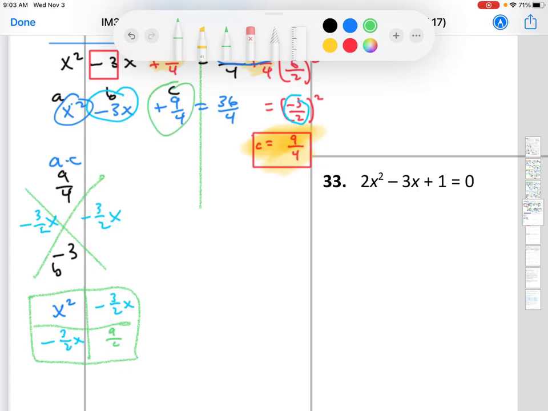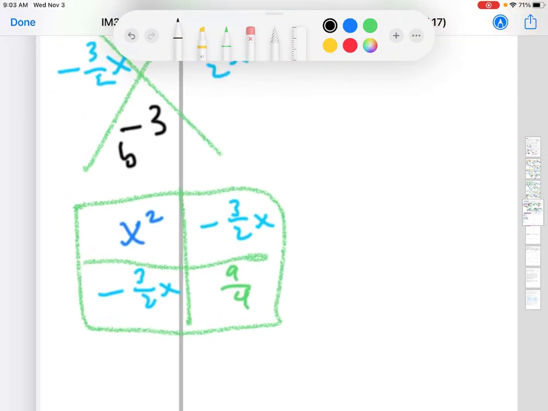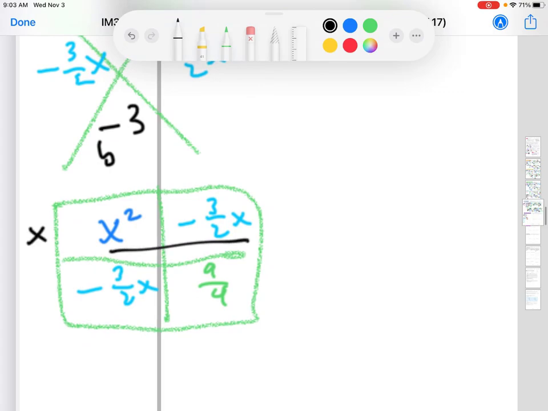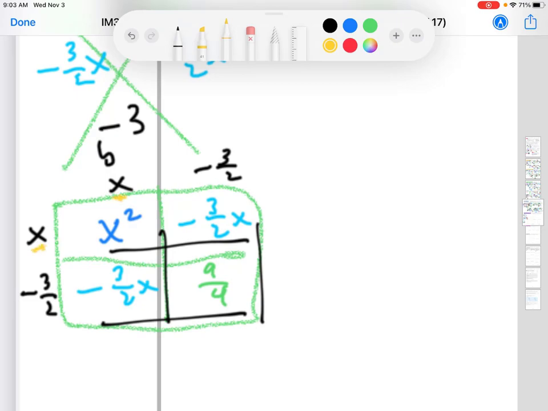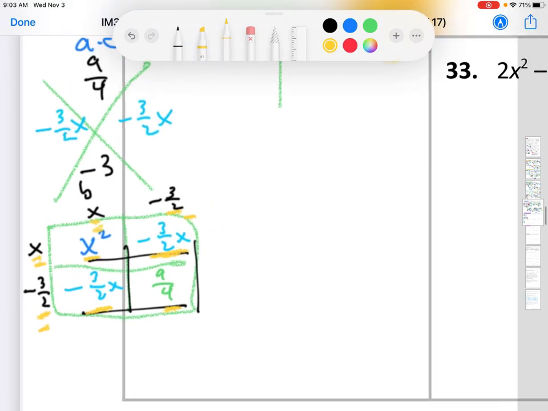So you have 9/4. This direction you have an x. This direction you have negative 3/2, x, and negative 3/2. Remember, you can always multiply to check your answer. X times x is x squared. X times negative 3/2 is negative 3/2 x. X times negative 3/2 is negative 3/2 x, and negative 3/2 times negative 3/2 is 9/4.